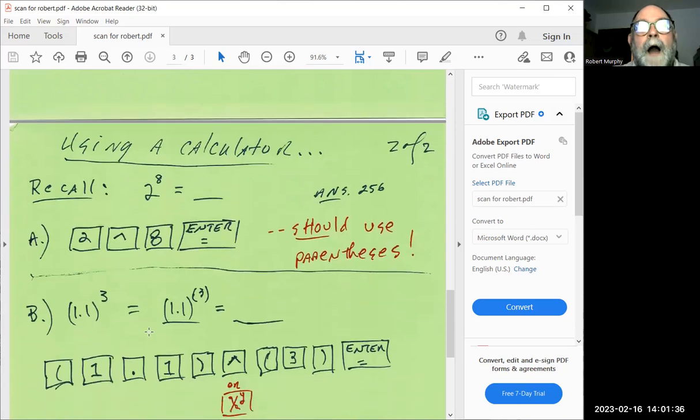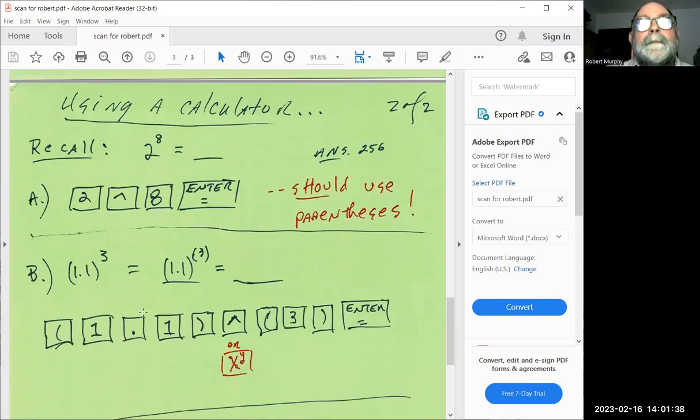Now, another thing about these calculator problems, other than something like 2 to the 8th equals 256, there's something I showed in the last video. 2 times 2 is 4, times 2 is 8, times 2 is 16, times 2 is 32, times 2 is 64, times 2 is 128, and times 2 is 256.